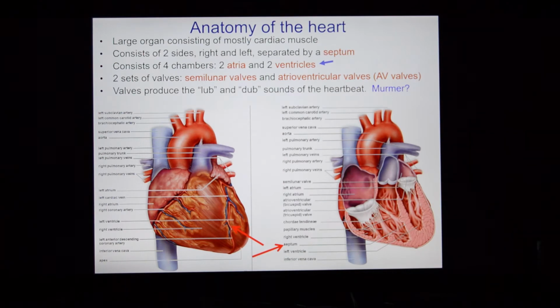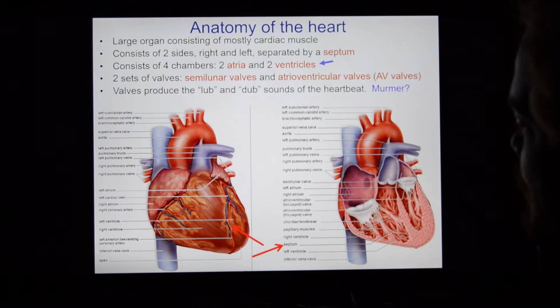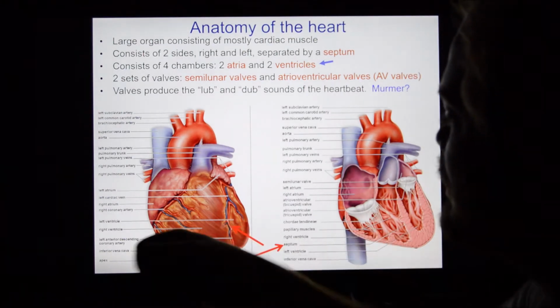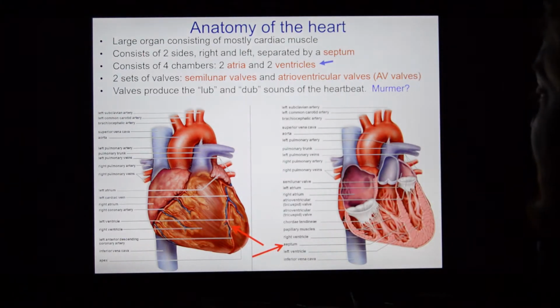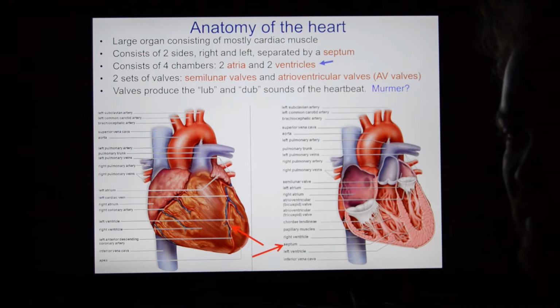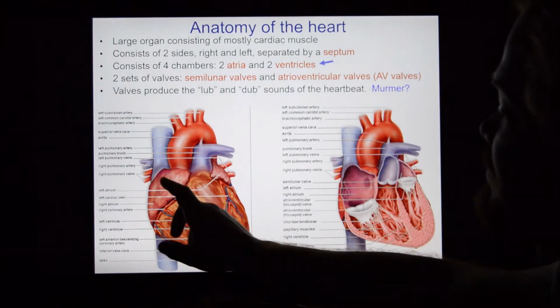Let's make sure we got everything we need here. I'm going to point out these small arteries and veins here. These are what get blocked when people have a heart attack. So they are very important. They actually feed the heart and provide the oxygen that the heart as a muscle needs to contract.